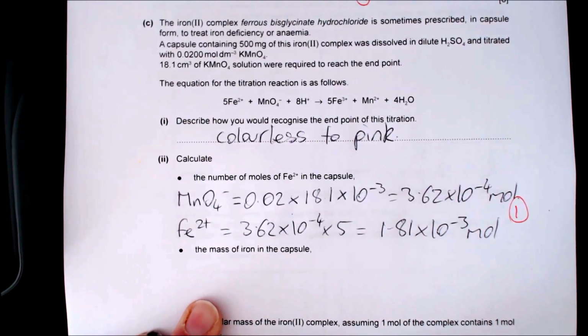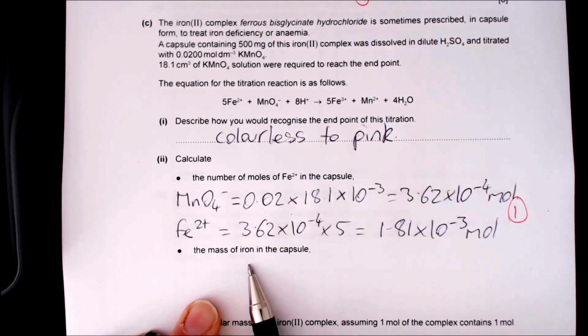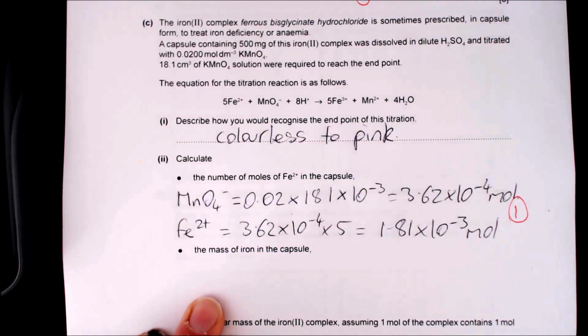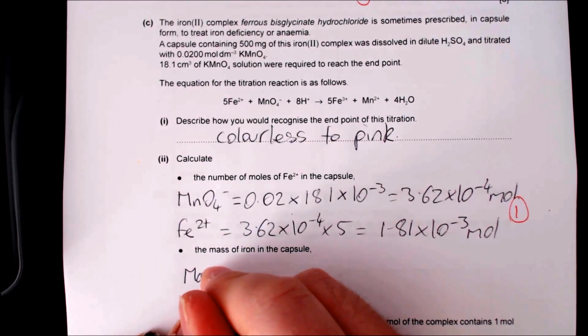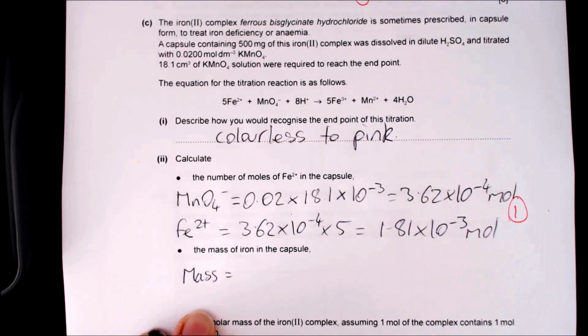There you go. And then it says we need to work out the mass of iron in the capsule. Right, so a way in which we do that, the mass is obviously the number of moles times the Mr. So that's just a pretty straightforward mole calculation.